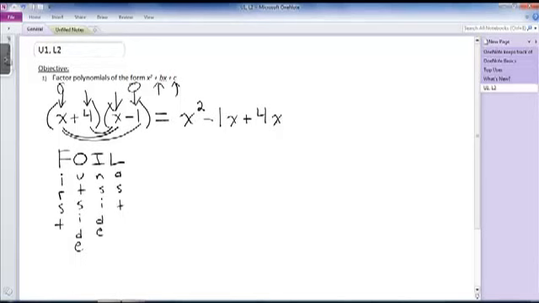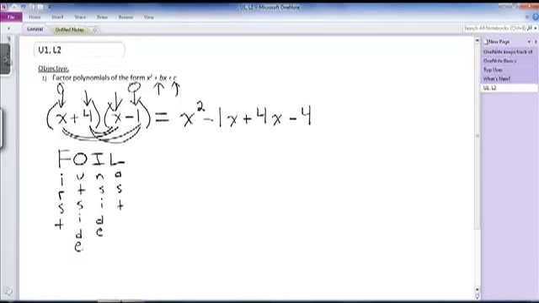And then last is the last. It's the opposite of first. So it's the last term in each set of parentheses. We've got a 4 and a negative 1. I know I just made a confusing hammock-looking thing there, but hopefully you can follow what's going on. 4 times negative 1 is just a negative 4.